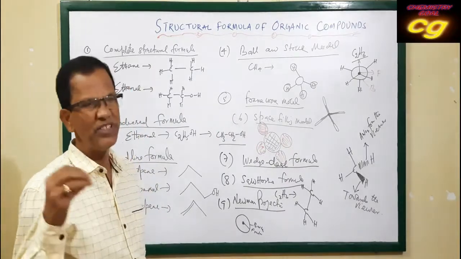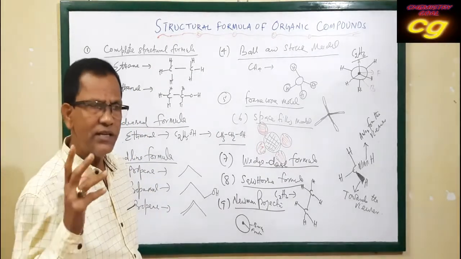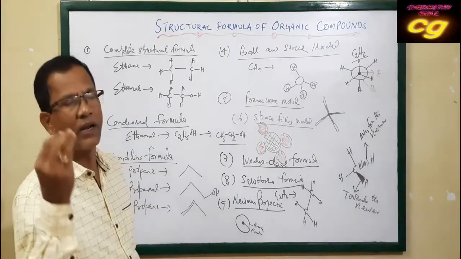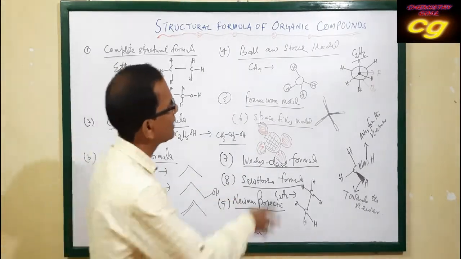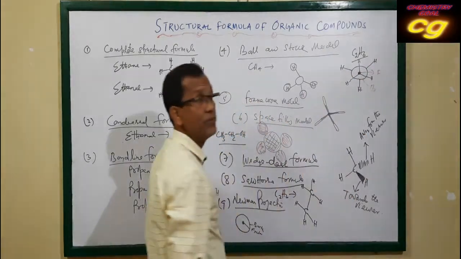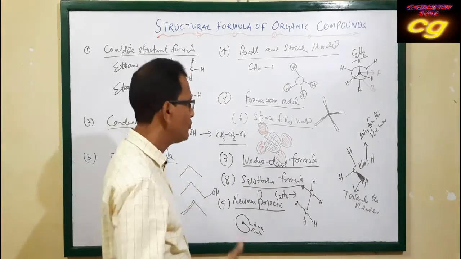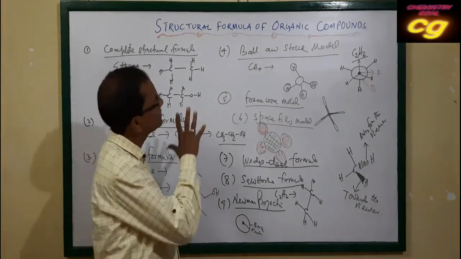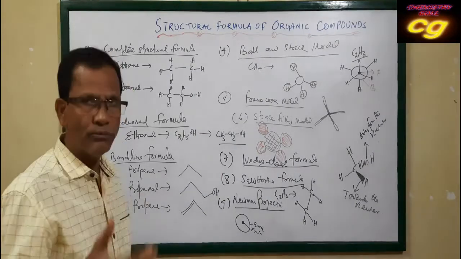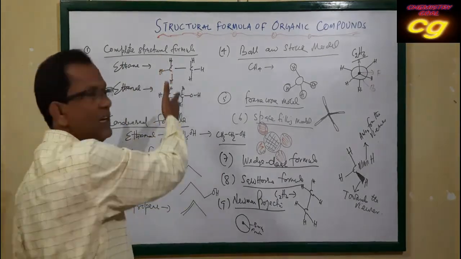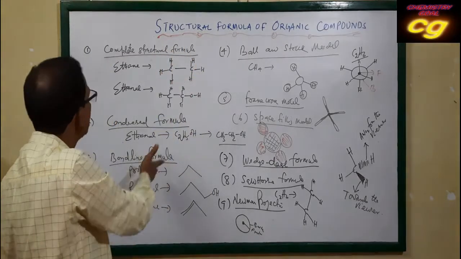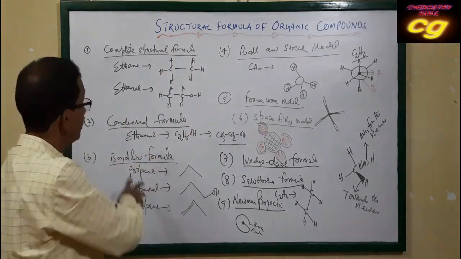So a molecule can be represented in different structures, so that it is easy to convert from a 3D molecule to planar form or from a planar molecule to 3D form. This is a planar representation and this is your 3D representation, meaning wedge and dash formula. So you have to remember the different structural formulas of organic compounds. Generally we use the complete structural formula, condensed formula, and bondline formula also.